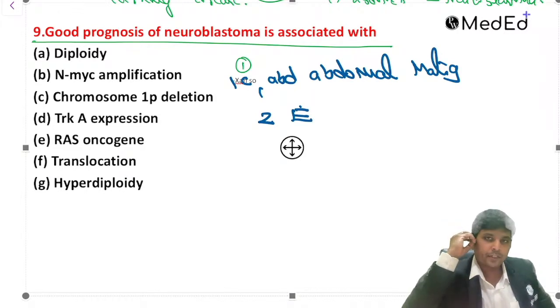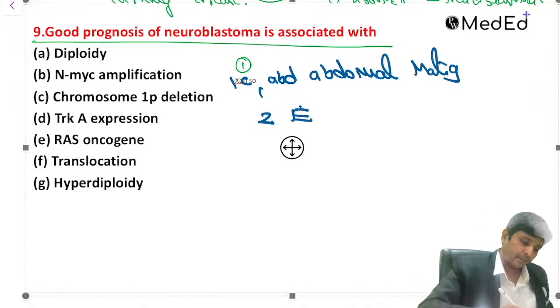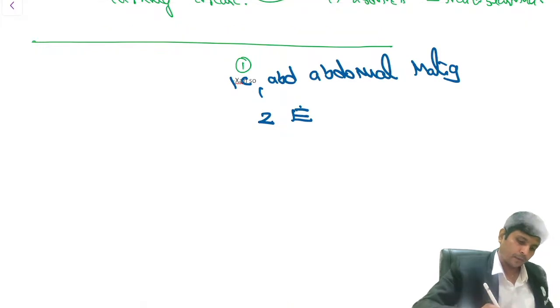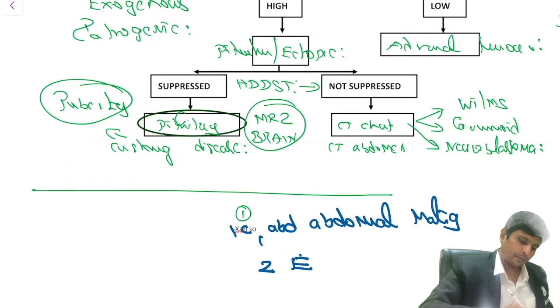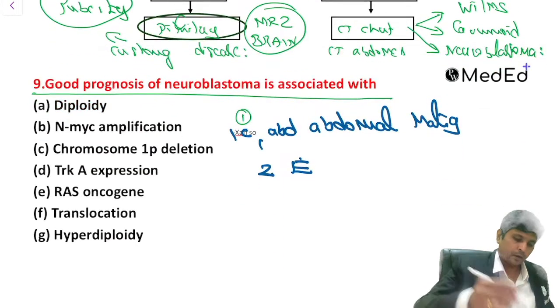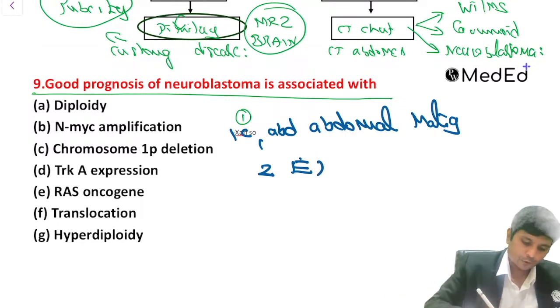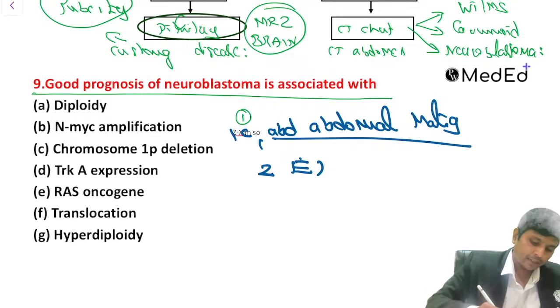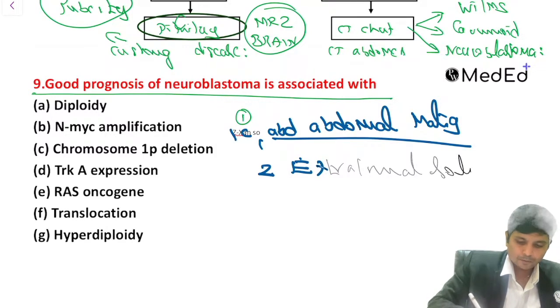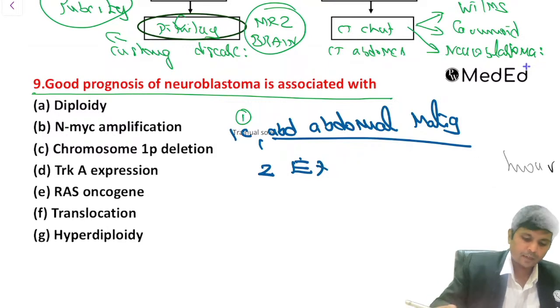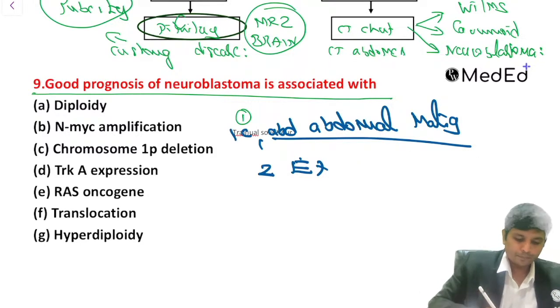What are all the manifestations of neuroblastoma? There are so many manifestations. So the first is the most common abdominal malignancy. Second one is the most common extracranial solid tumor. Most common solid tumor overall is your brain tumor.